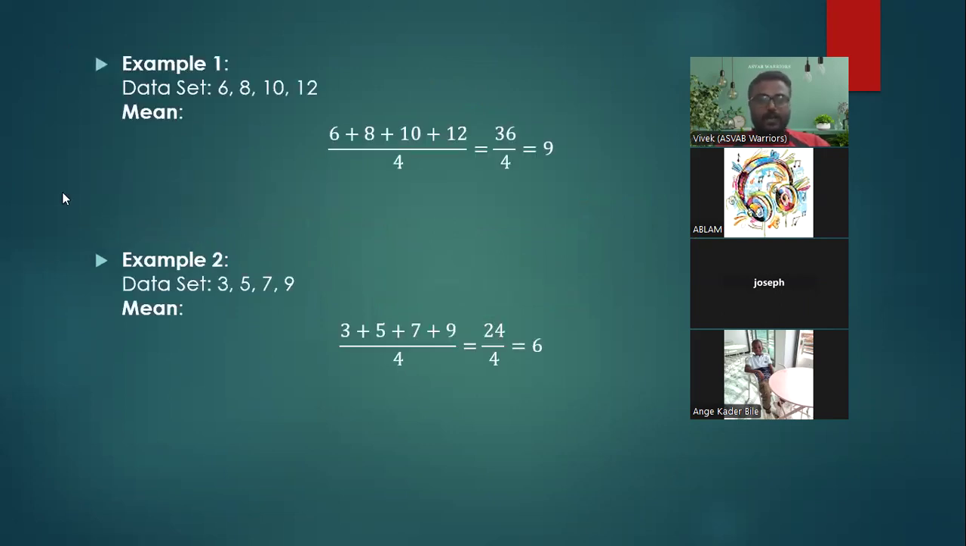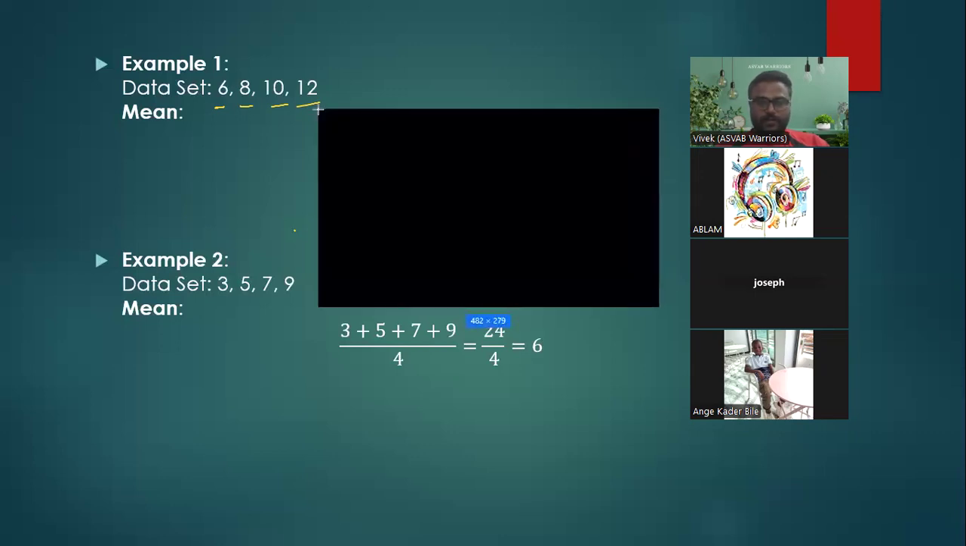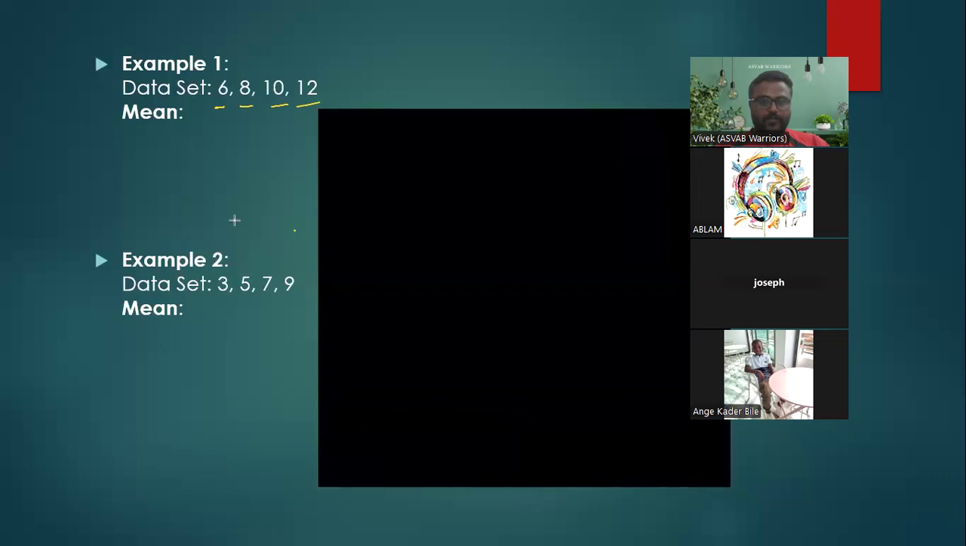Now here, I'll try to explain it to you guys. Data set 6, 8, 10 and 12. So we will have to add these. I will just hide these things over here. Let me change the color so that I can write on it. So here we go: 6 plus 8 plus 10 plus 12. How many values are there? 1, 2, 3, 4. So I'll divide it by 4.